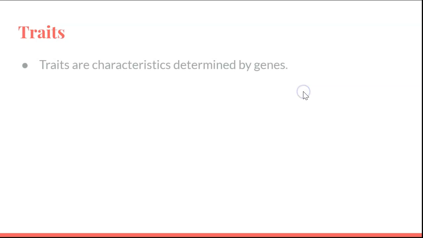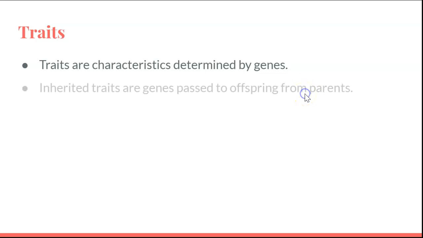So we've already talked a little bit about traits. Just as a reminder, traits are characteristics determined by genes. Remember, those genes are on our DNA. That DNA tells our cells what to do, what to look like, all that sort of stuff. And so we have all of these characteristics that make us who we are, that make plants who they are, that make animals who they are.